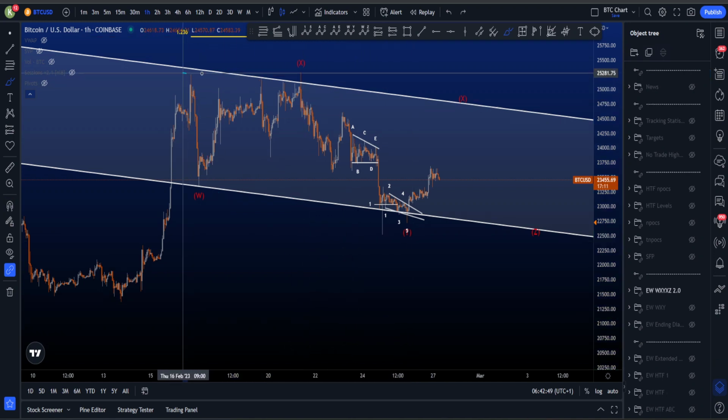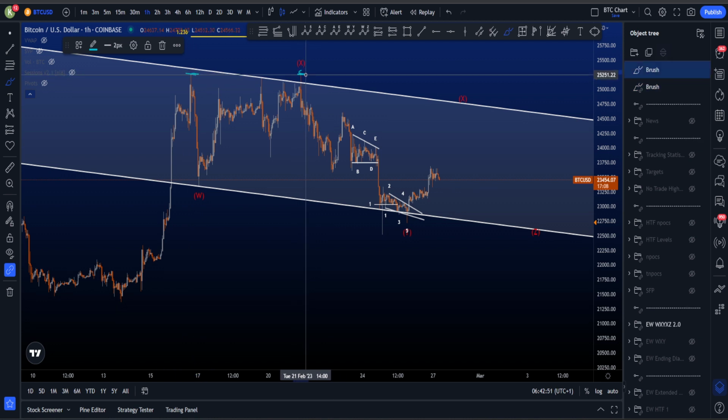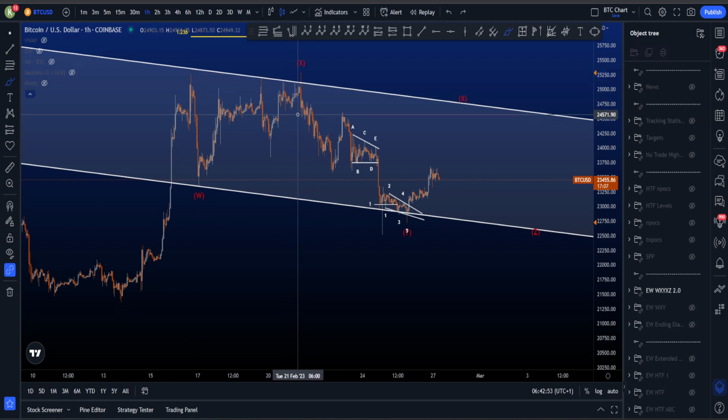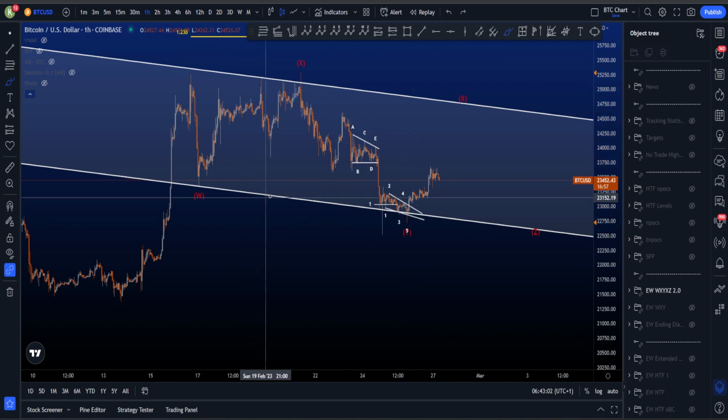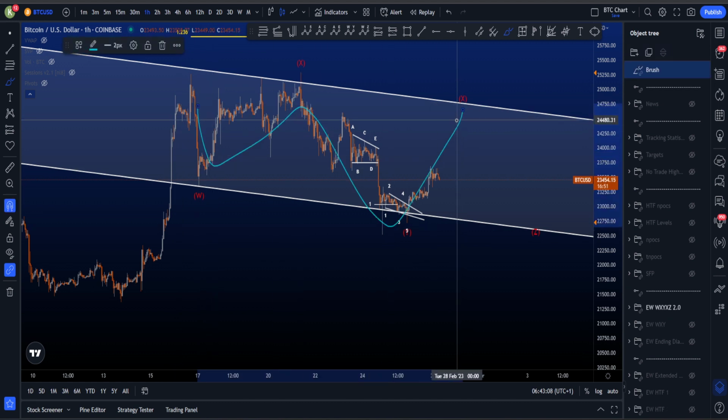But because we took the high over there with this wick, it can't be an impulsive structure anymore, because wave 2 is not allowed to take the high of wave 1. So that basically means that this has to be some sort of a corrective structure. And based on the information that we received over the past couple of days, this is currently my preferred scenario.